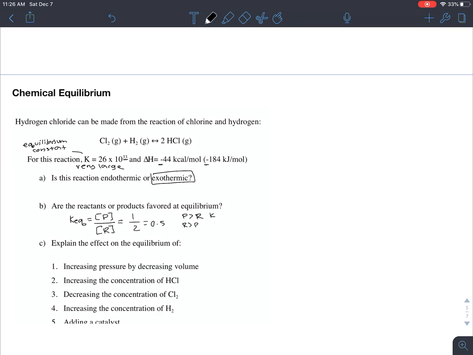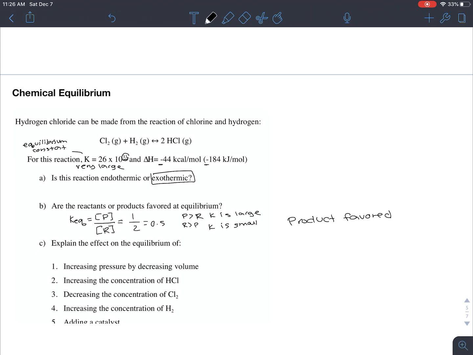So when my products are greater than my reactants, K is large. When my reactants are greater than my products, K is small. So let's look at the K that we have. It's 26 times 10 to the power of 33. That's a huge number, so this reaction is product favored.